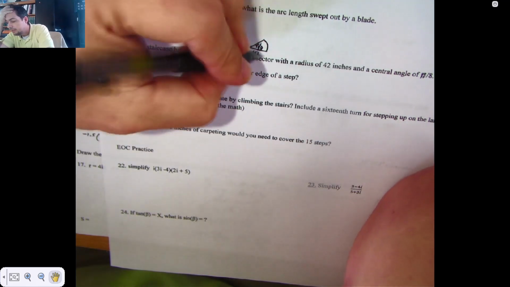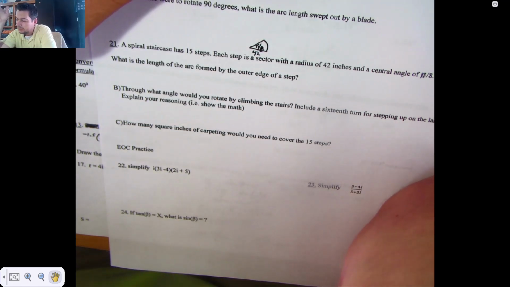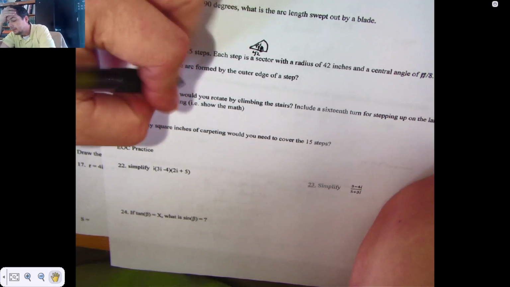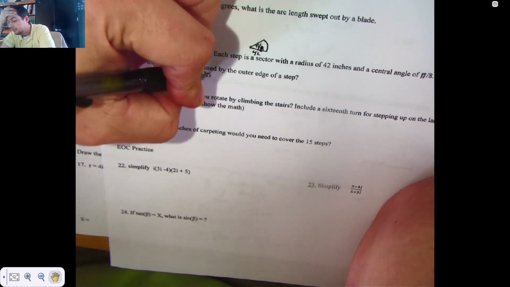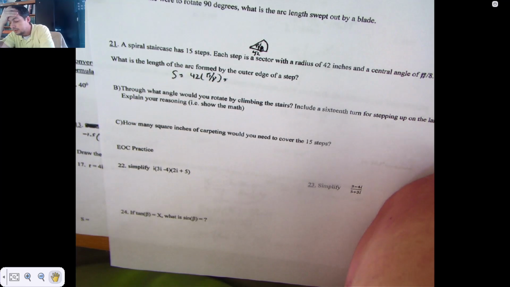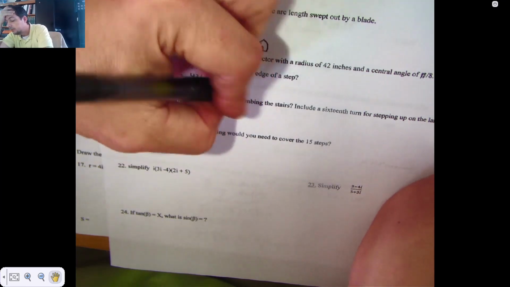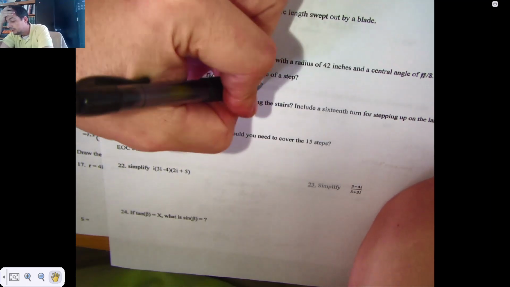This one's really easy. All the easy stuff's been done for you. They gave you the angle properly. And what is the length of the arc formed by the outer edge of the step? So I need to find that arc length. It's pretty simple. It's 42 times pi over 8, which would be 21 pi over 4 inches, because those are our units.